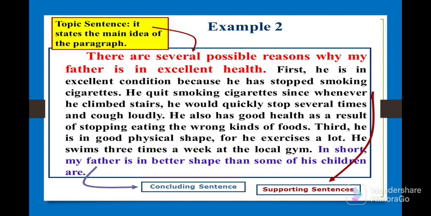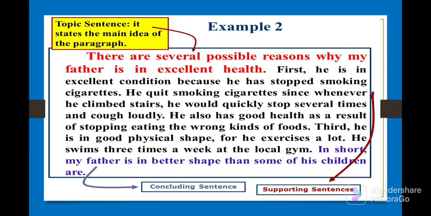Next is, what is this paragraph about? Okay, there are several possible reasons why my father is in excellent health. So that means this paragraph tells why my father is in excellent health. For this, first, he is in excellent condition because he has stopped smoking cigarettes. He quit smoking cigarettes since whenever he climbed stairs, he would quickly stop several times and cough loudly. He also has good health as a result of stopping eating the wrong kinds of food. Third, he is in good physical shape for he exercises a lot. He swims 3 times a week at the local gym. So this is a supporting sentence.